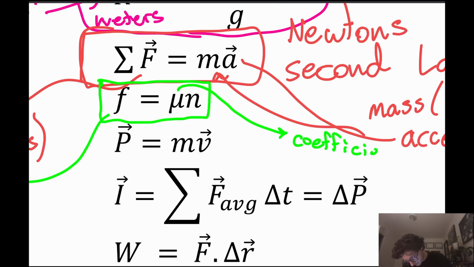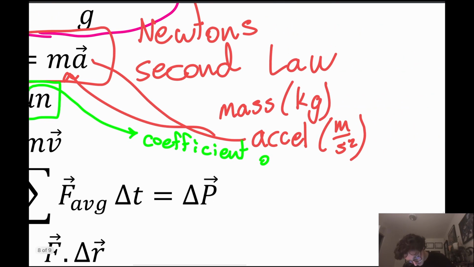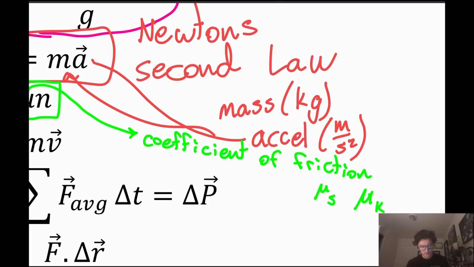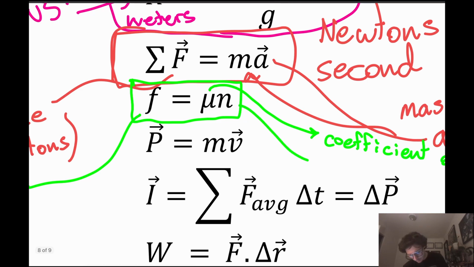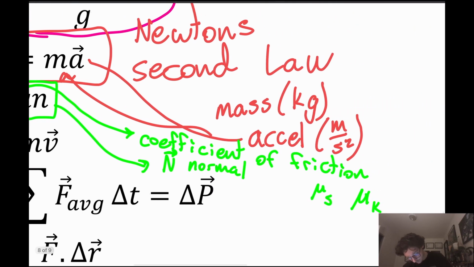coefficient of friction. Sometimes it's going to have a subscript S for static friction, sometimes it's going to have a subscript K for kinetic friction. It doesn't matter, it's just a number, it's unitless. And this N over here, I normally write it with a capital N. It is the normal force.